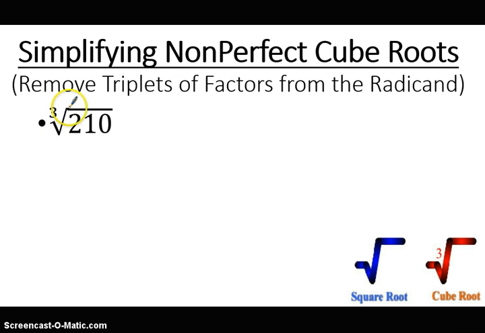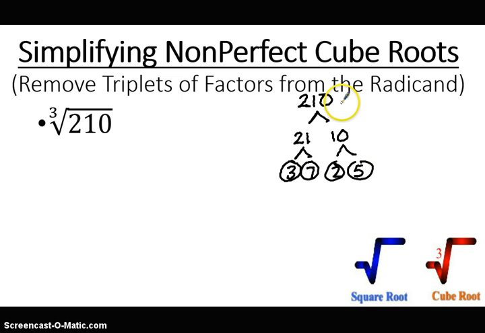Let's simplify the cube root of 210. First, find its prime factorization. 21 times 10, 3 times 7, 2 times 5. So yeah, these are all prime numbers. So 210 is equal to 2 times 3 times 5 times 7.